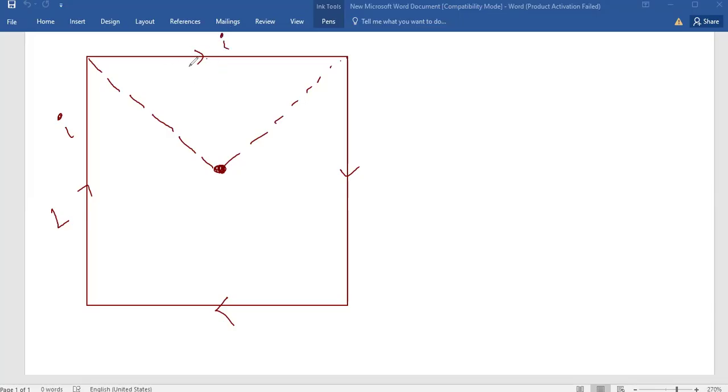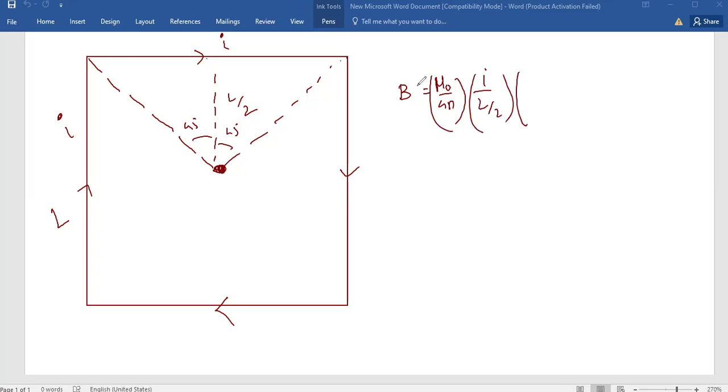So we will take just one wire. Due to symmetry, we will first find the magnetic field due to just one wire. It is 45 degrees, and this is L by 2. So B is equal to mu naught by 4 pi I by L by 2 times sine 45 degrees plus sine 45 degrees, that is root 2 by 2 plus root 2 by 2, that is root 2. If we simplify, mu naught I by L, 2 root 2 by 4 pi. This is the magnetic field due to just one wire.